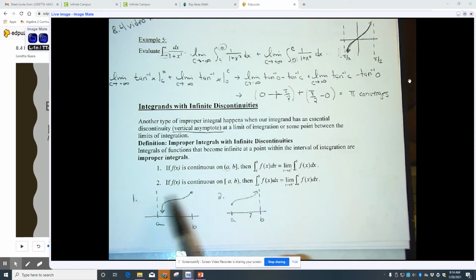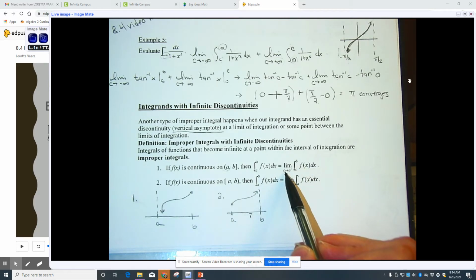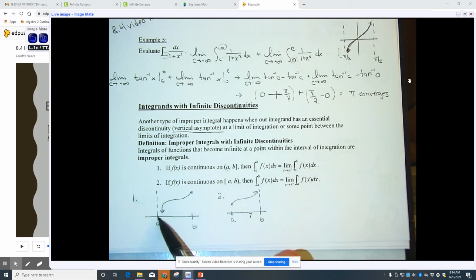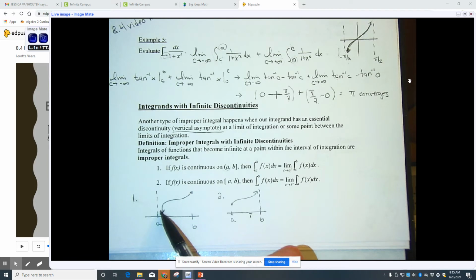Here's a sketch of what that might look like. My function is defined at b, but over here at a, I have a vertical asymptote. So what I want to do for my integral is say I can't actually equal a because I have a vertical asymptote. So I'm going to approach a from the right side, because to the right of a the function is defined.